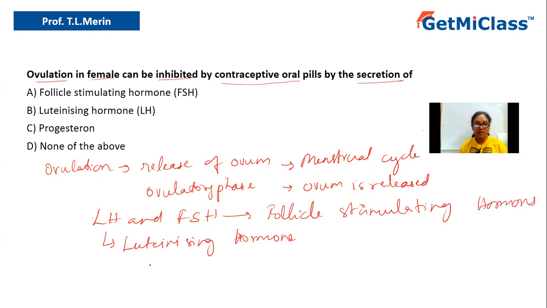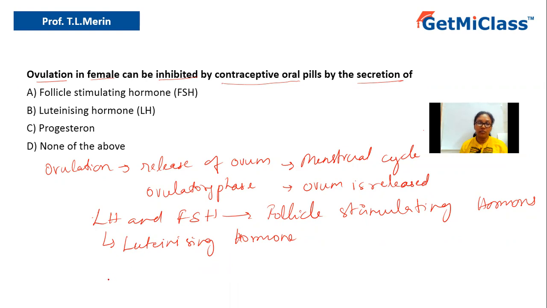As the name indicates, luteinizing hormone and follicle stimulating hormone are necessary for the formation of the follicles as well as the release of the ovum. That is why these hormones are produced during the menstrual phase and during the ovulatory phase for the entire process to occur, that is formation of the follicle, the rupturing of the follicle and the release of the ovum. So these two hormones are very, very important.